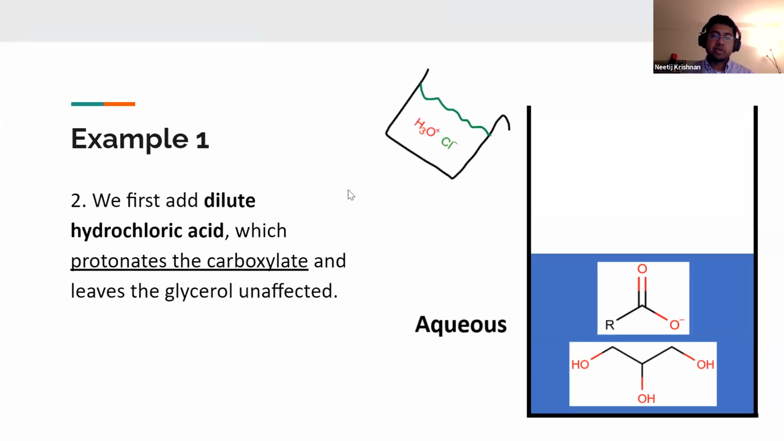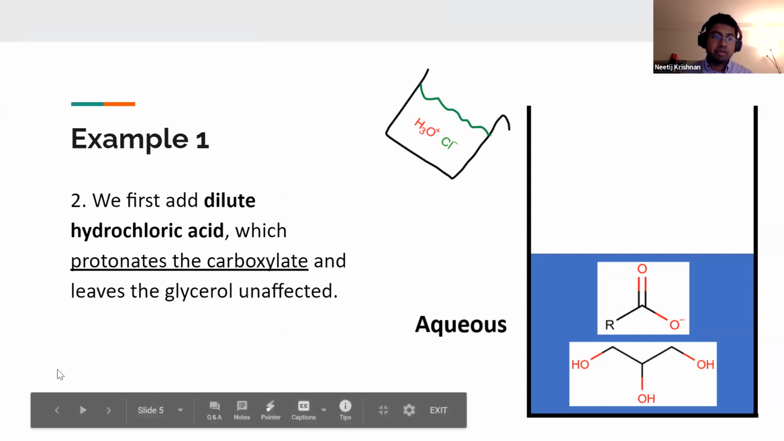So the first thing we can do is add some dilute hydrochloric acid. What that's going to do is reprotonate the carboxylic acid group on the fatty acid, which now makes it neutral. And because of that long carbon chain, it's going to be neutral and nonpolar.